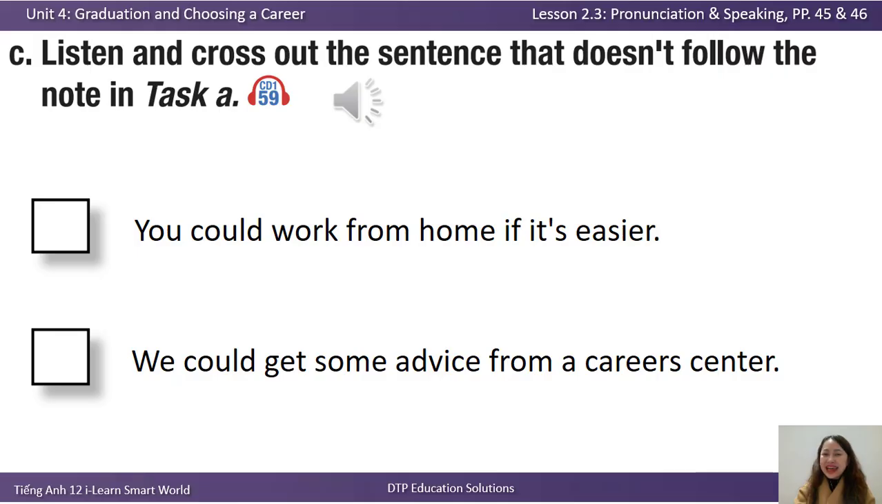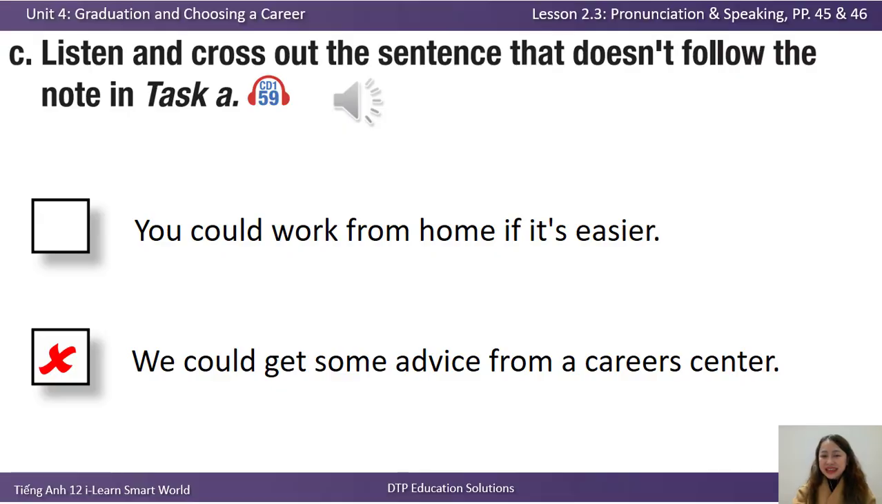Which sentence doesn't have a stress on could? Number 1 or number 2? Yes, that's right. In sentence number 2, the word could isn't stressed as it should be. We need to make sure we emphasize could when we want to show certainty in our predictions or suggestions. To finish this section, let's practice stretching could together. Repeat after me. You could work from home if it's easier.